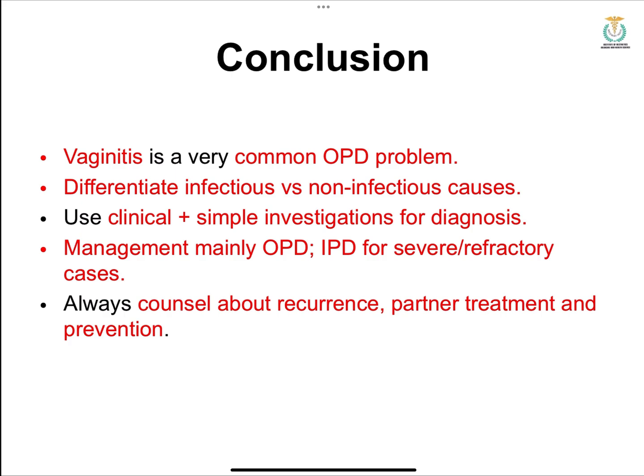And always counsel about recurrence, partner treatment and prevention. During the management time, always counsel the patient, because vaginitis can reoccur also. About the recurrence you should counsel, and advice should be given to the sexual partner also, advising them to get the treatment done. Also advise whatever prevention I have mentioned, so you can guide them to prevent vaginitis in the future.